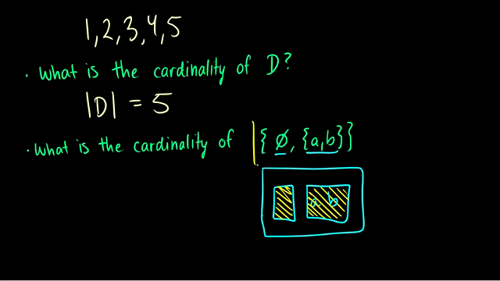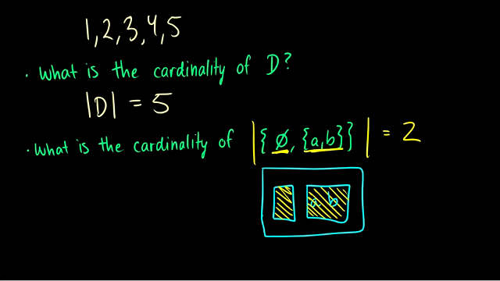And the answer to this is 2. And this is why I said look at the commas here. So we have an empty set, which is the first thing. Then we have a comma. Then we have this other entire set. So there's 2 things we can see.